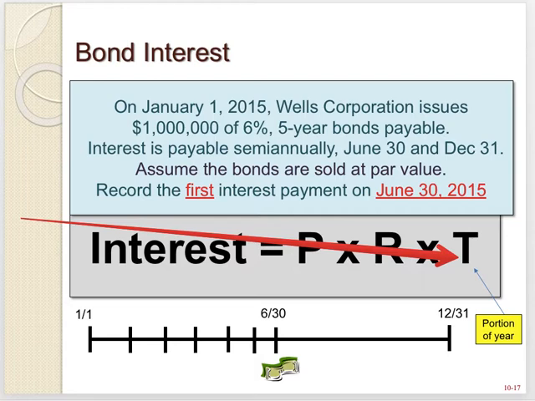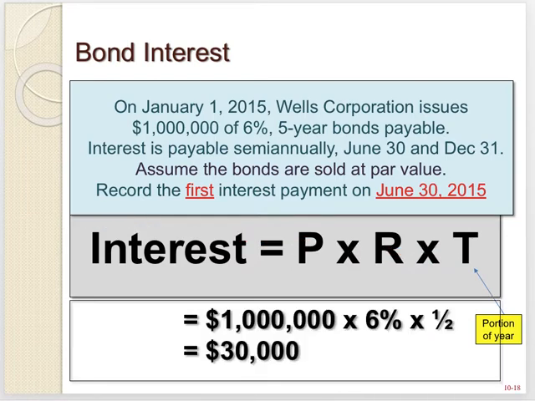So this is what our formula is going to look like when we fill in the numbers. We have interest being equal to $1 million is the principal, right here. That's the total amount that we're borrowing. 6% is the interest rate as stated on the contract or on the bond certificate. But we're paying at this point interest only through June 30th. So we have to convert this annual rate to the rate for a half a year. So we're going to multiply it by half. And when you do the math on that, you end up with $30,000. So the interest that we're going to be paying is $30,000.